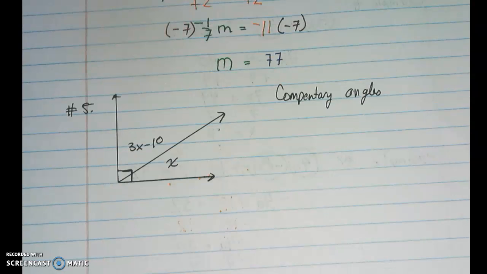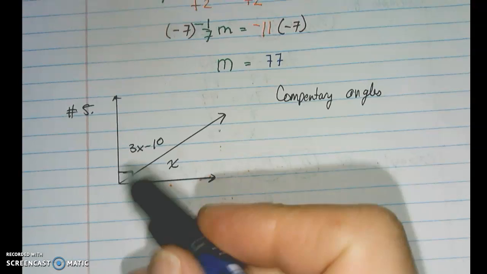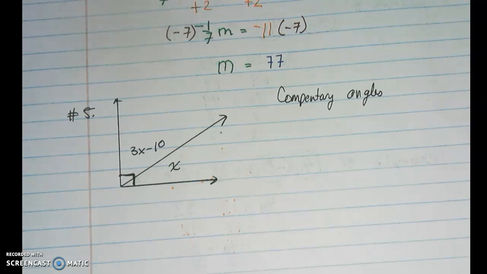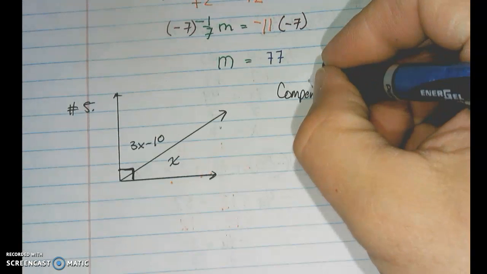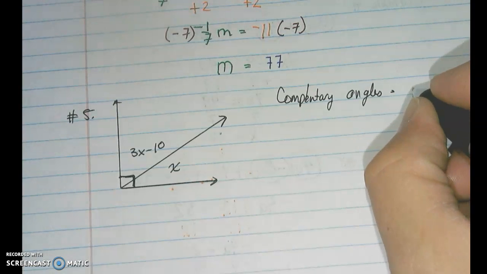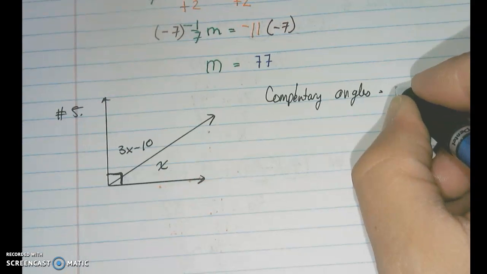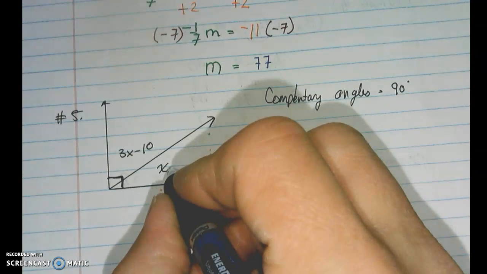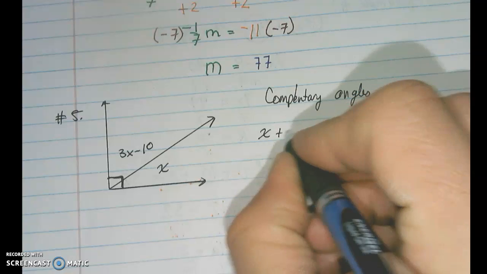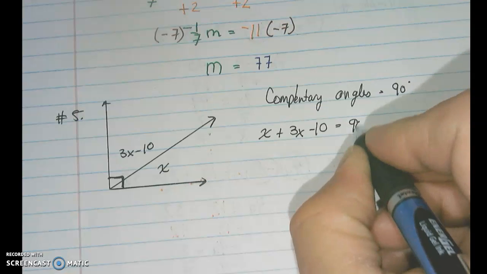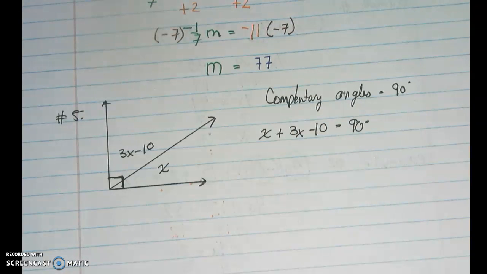Okay, so what we've got here is a right angle. We know it's a right angle because we've got the little box here, all right? We're going to name something called complementary angles. Complementary angles are two or more angles that add up to 90 degrees, okay? So if we look down here, we have x plus 3x minus 10 is equal to 90 degrees. So these two angles are complementary because they add to 90 degrees.